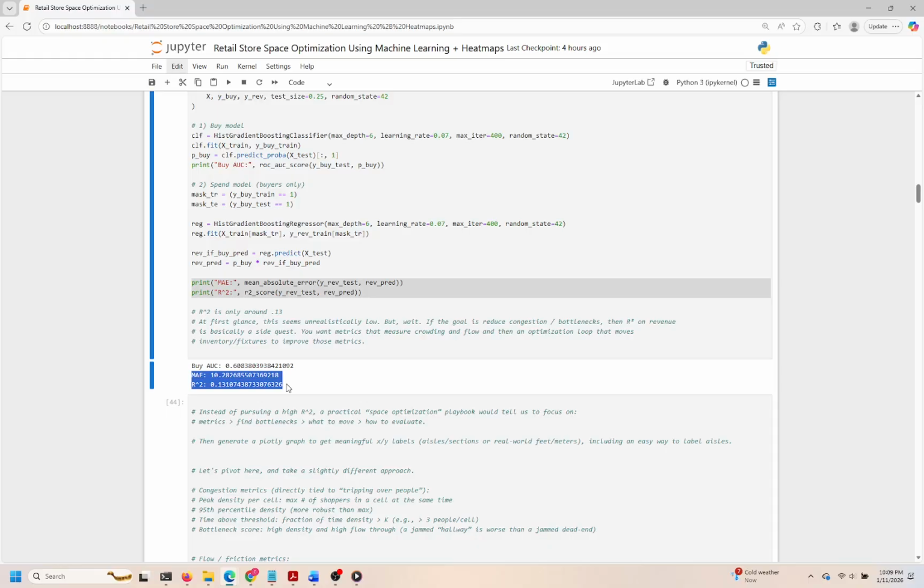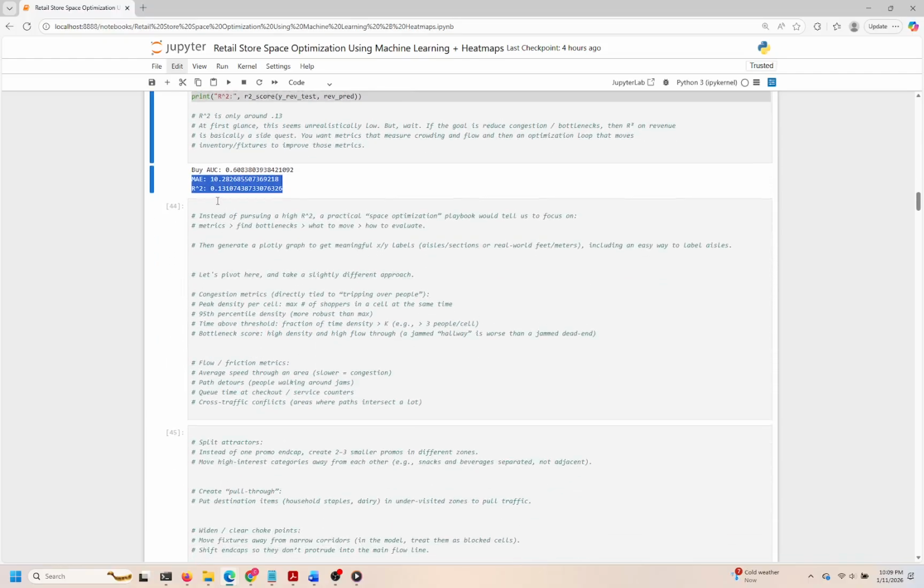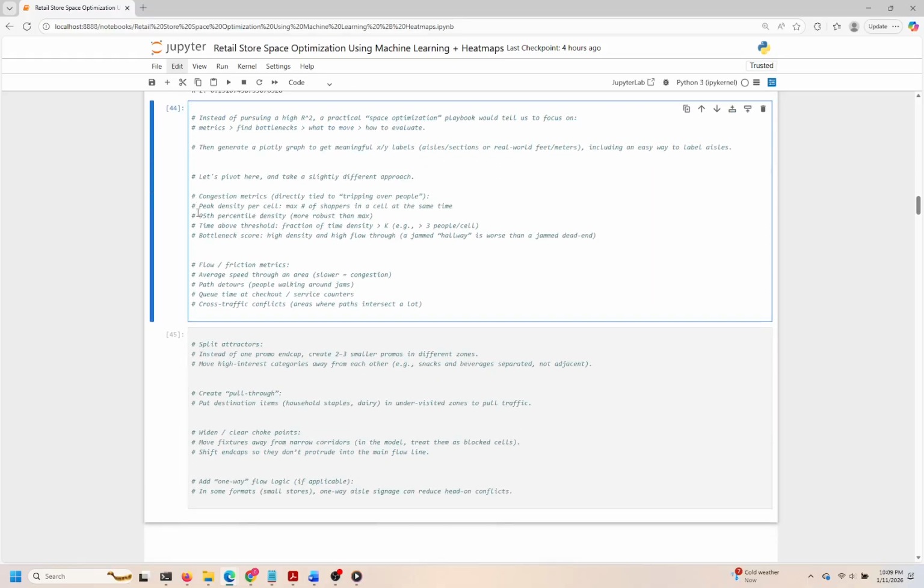Cell 4. In this cell, we're taking a fresh approach to optimization in a retail space by focusing on practical congestion metrics, rather than simply aiming for a high R-squared value. This shift is crucial because understanding how shoppers move and interact with the environment can lead to more effective solutions and improvements. We'll begin by evaluating key congestion metrics, which are directly linked to how often customers might find themselves obstructed or tripping over each other.